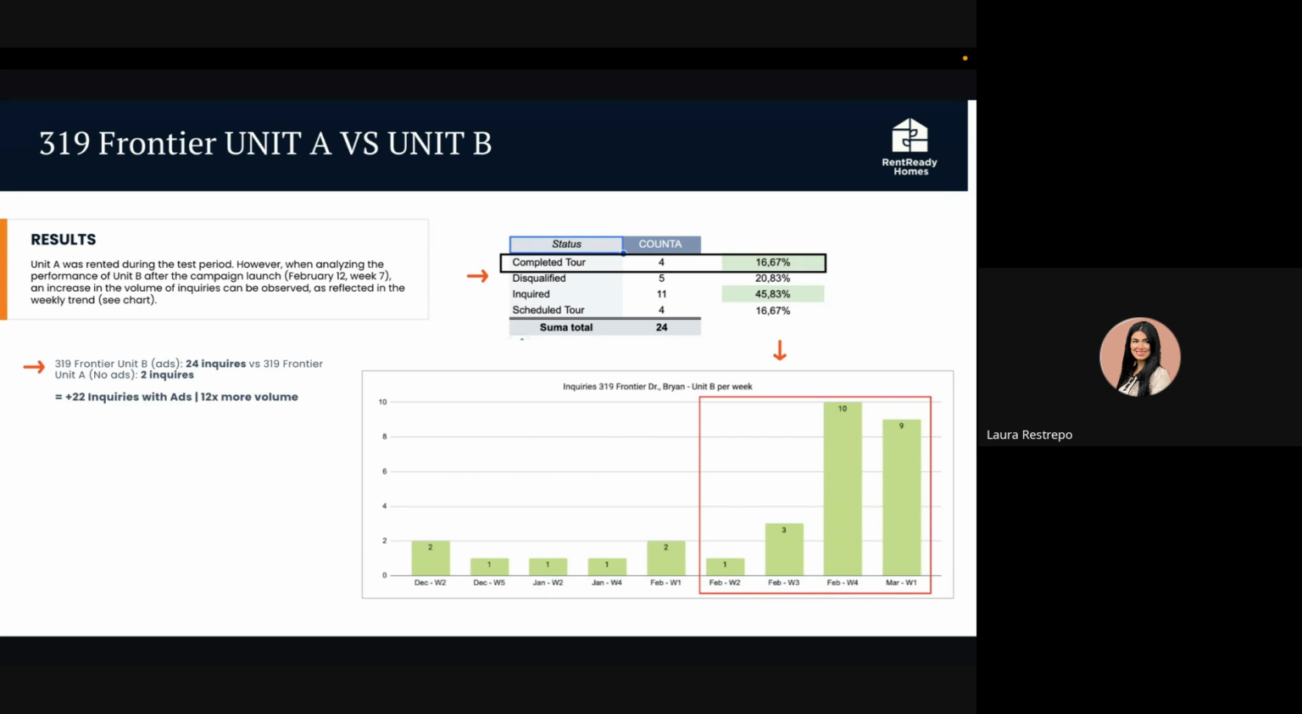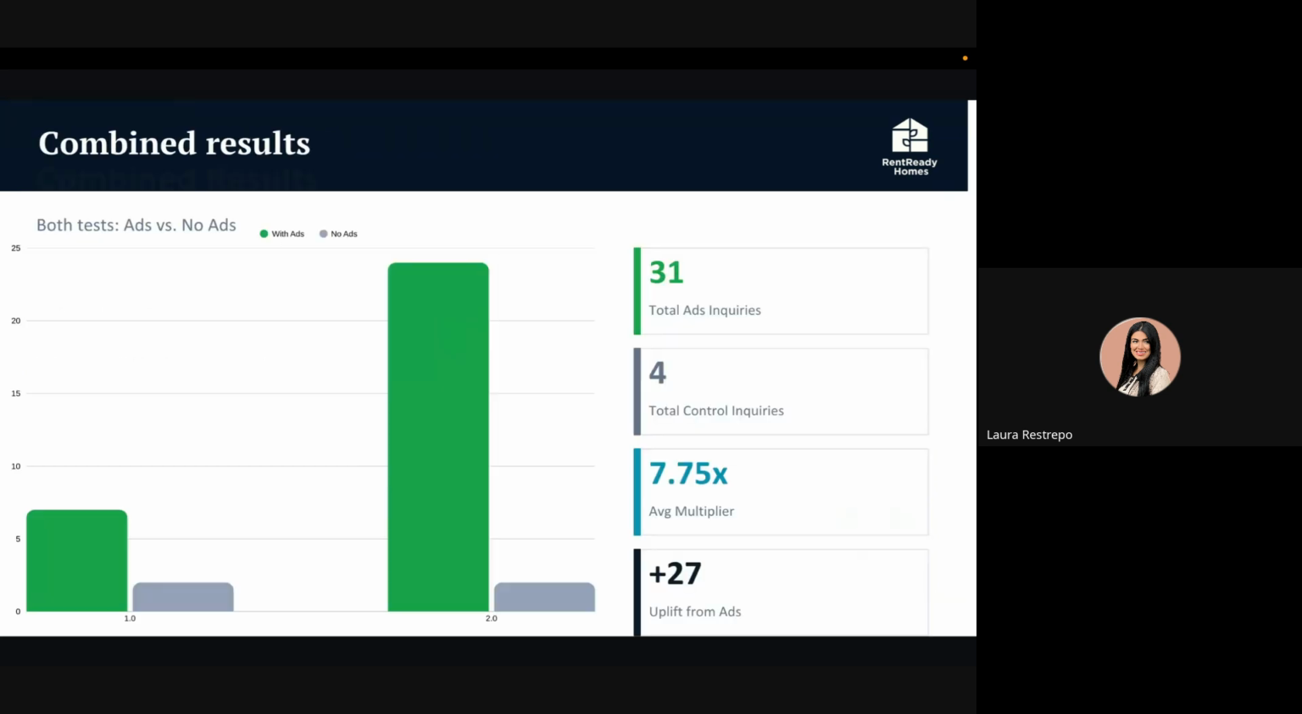So you can go to the next one, please, Paul. You can check here both tests with ads and without ads. We have a total of 31 ads inquirers. So basically, we multiplied 7 times more than if we didn't have advertising. You can go to the next one.